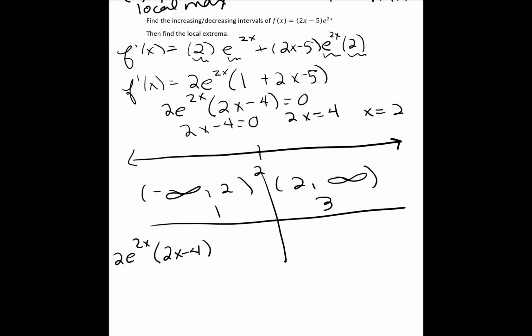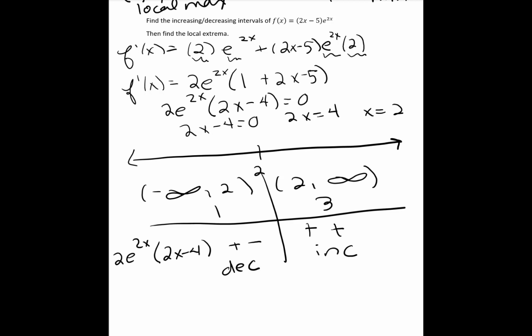If I plug in 1, 2 is positive, e to the 2x is positive. I'm going to write positive. 2 minus 4, negative. It's decreasing in the first interval. Then I plug in 3. Well, 2e to the 2x is still positive. 2 times 3 is 6. 6 minus 4 is positive, so this is increasing.